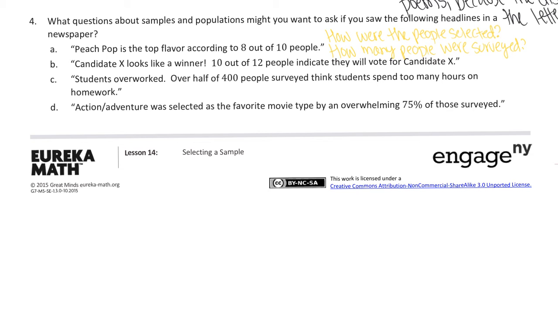Maybe the sample was chosen at that candidate's event rally. Or were the people selected at random? Were they just on the street? Are they friends of that candidate? We don't know. These are the kind of questions that we want to ask ourselves as we are making a decision on what we believe or what might be most popular. So for this one, I'm going to write down, how was the sample chosen? If you have a better question, though, go ahead and use yours.